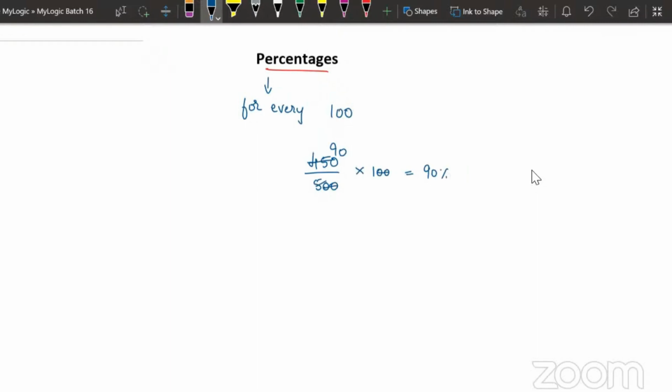It does not mean in every paper you have got 90 marks. It means that you have got 90% in total. Overall, you have got 90%. That is the meaning of percentages.